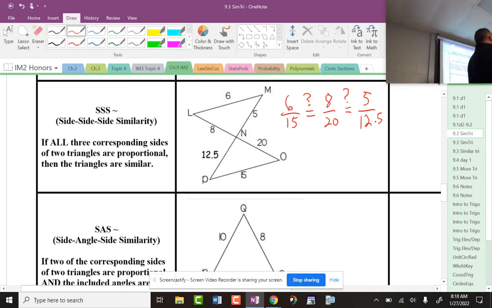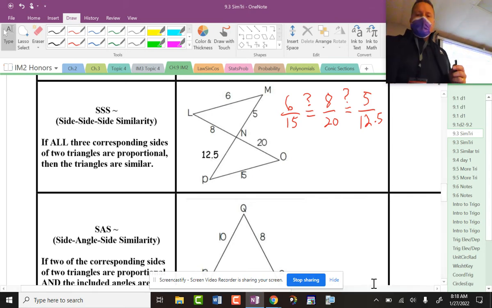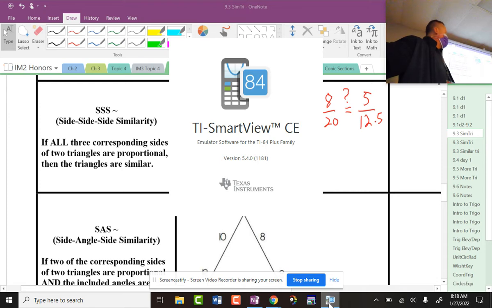I was going to try to be fancy and do my reducing of fractions and all this other stuff. So let's wait an hour for my calculator to open up. You guys can go ahead and type what's 6 over 15, what's 8 over 20, and then what's 5 over 12 and a half. There it is. That's how long it takes to open. It's always so much fun.